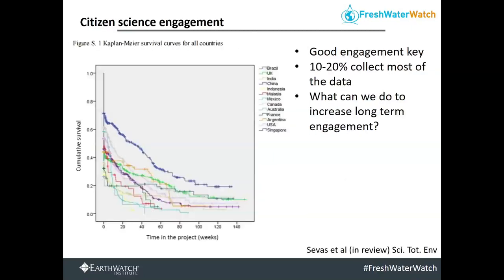And one very last slide that I want to talk about, because this is a citizen science session, is we've done another analysis looking at survival rates across all of our projects, which is in review at the moment.